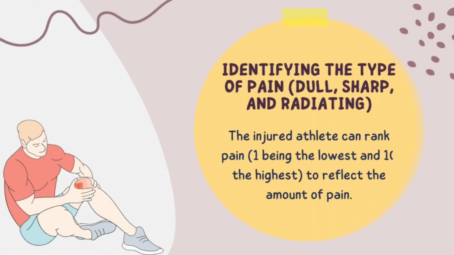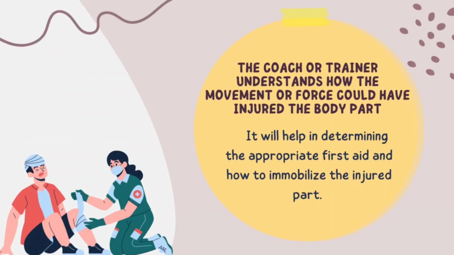Next, identifying the type of pain: dull, sharp, and radiating. The severity of the injury is usually related to the amount of pain experienced. The injured athlete can rank pain, 1 being the lowest and 10 the highest, to reflect the amount of pain. Lastly, the coach or trainer understands how the movement or force could have injured the body part. It will help in determining the appropriate first aid and how to immobilize the injured part.